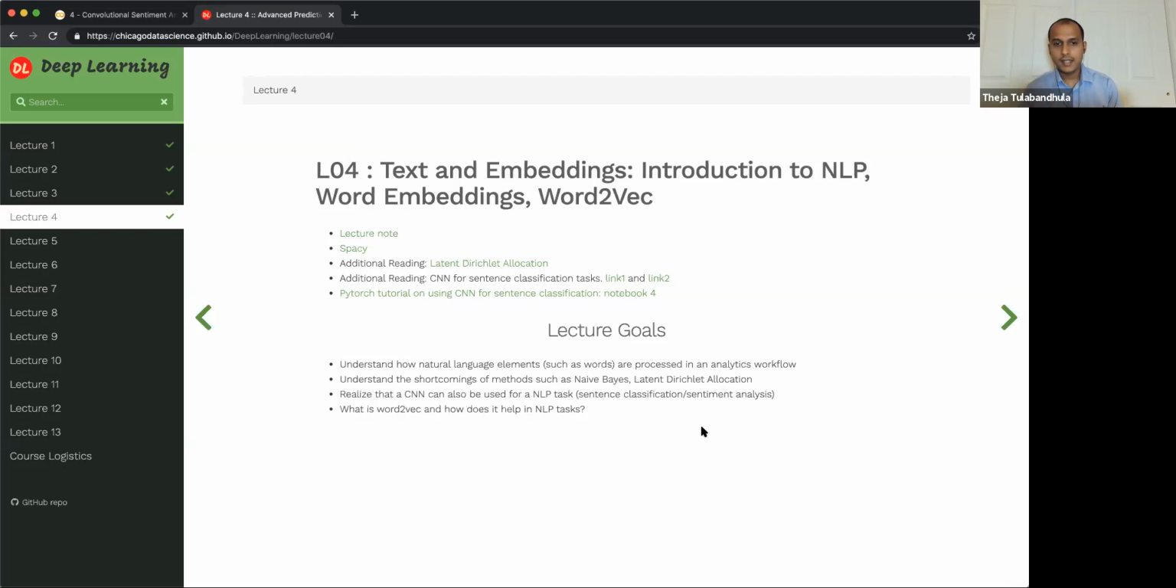use it. Next, we'll also see that a CNN can be used to do a task with text data. In fact, you can use a CNN for sentence classification, so it should be a good example there. And then we'll move on to the main object of today's lecture, which is word embeddings. We'll see how word embeddings, in particular Word2Vec, which is an instance of that, can help us in this natural language processing task. So that's the lay of the land.